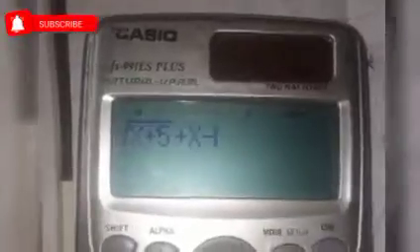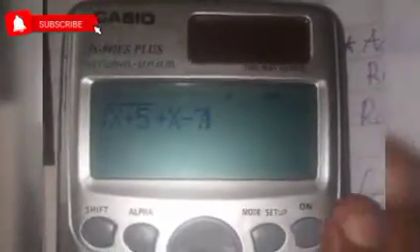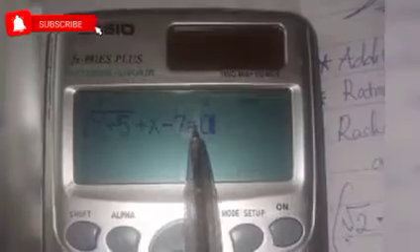Then plus x, then minus 7, then equals 0. Like I said the other time, you have to shift it away, because you have an equal to 0 already, and because you have an equal to sign already, you can't use the normal equal to sign. You have to press shift solve.